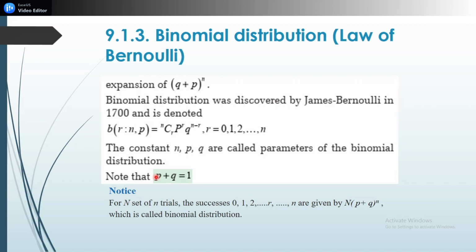Note that when we take the probability of success plus the probability of failure, it must always be equal to 1. Here N is the number of sets, and small n is the number of trials. The successes from 0 to r and then to n are given by N times (probability of success plus probability of failure) to the power n, which is called the binomial distribution. This one is called binomial distribution.